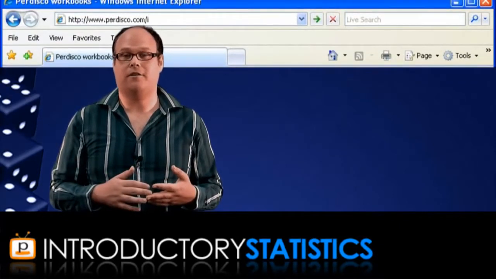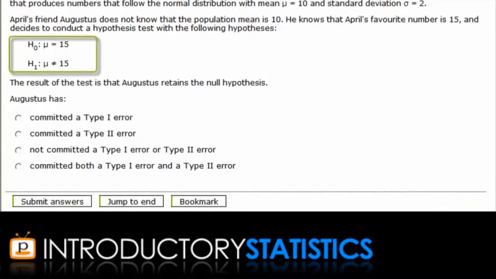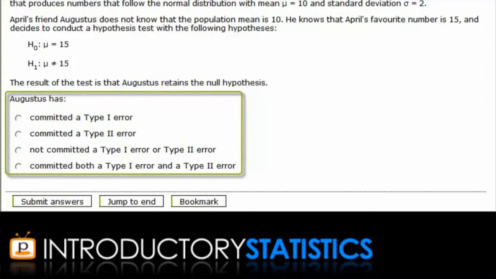So let's try a question from the PDISCO workbook. In this question, April has a number generator that produces numbers from the normal distribution with mean 10 and standard deviation 2. Augustus, who doesn't know the mean is 10, decides to test whether the mean of April's program is 15. So his null hypothesis is that the mean is 15. Augustus retains this incorrect null hypothesis, and you're being asked what type of error or errors he has committed.